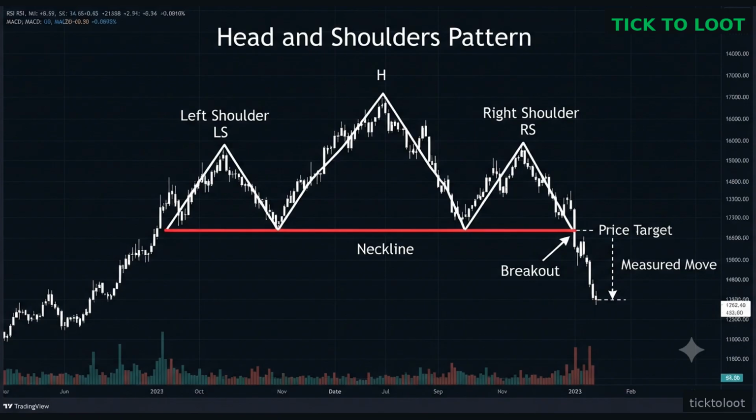A head and shoulders pattern is a bearish reversal pattern. It consists of a left shoulder, a higher head, and a right shoulder. The neckline is drawn by connecting the lows of the two shoulders. If the price breaks below the neckline, it's a confirmation of the reversal.